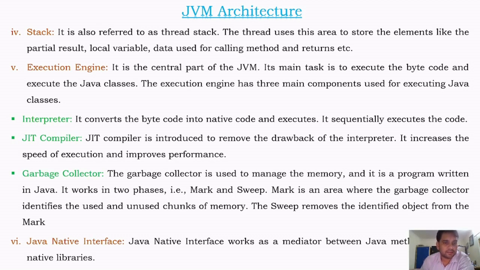JIT compiler. The JIT compiler is introduced to remove the drawback of the interpreter. It increases the speed of execution and improves performance. So the JIT compiler removes the drawback that is faced using the interpreter, and it increases the speed of execution and improves performance. So you can remember, the execution engine has an interpreter which converts bytecode into native code, and a JIT compiler which increases the speed and performance of the execution.